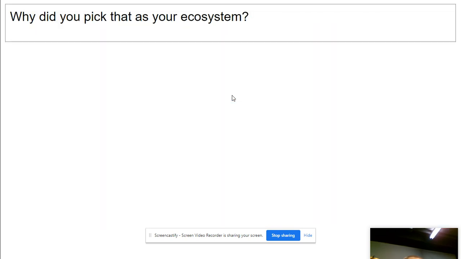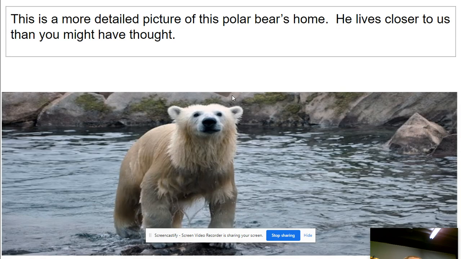Okay, we've already discussed this, what you pick for your ecosystem. Okay, this is a more detailed image of this polar bear's home. He lives closer to us than you may have thought. So you may want to redo your prediction.